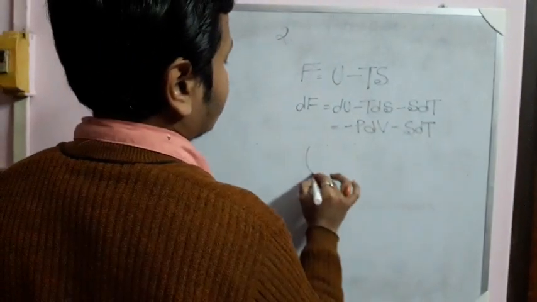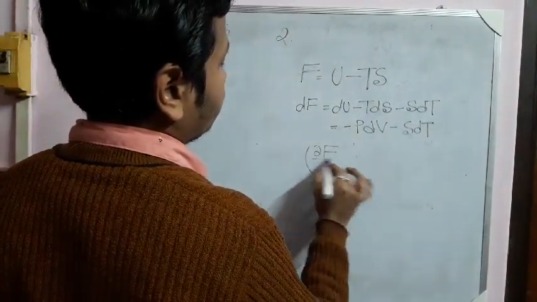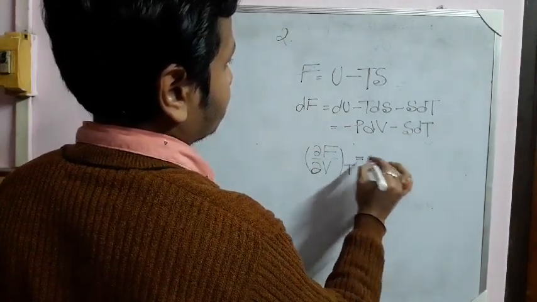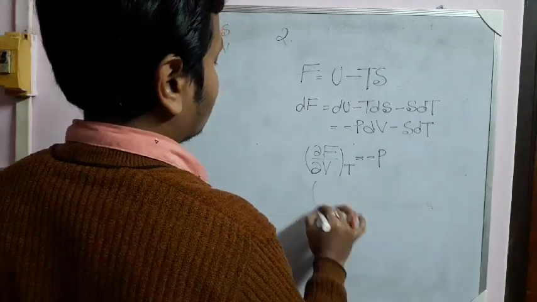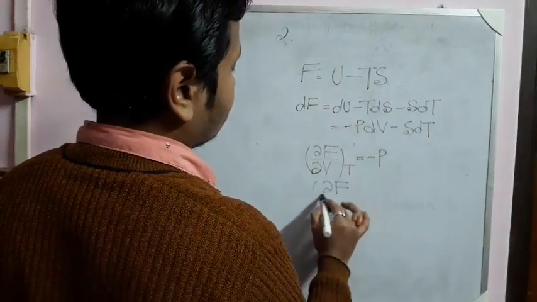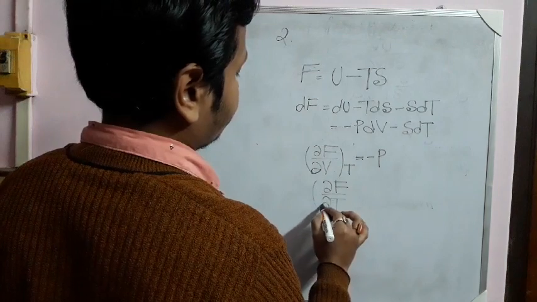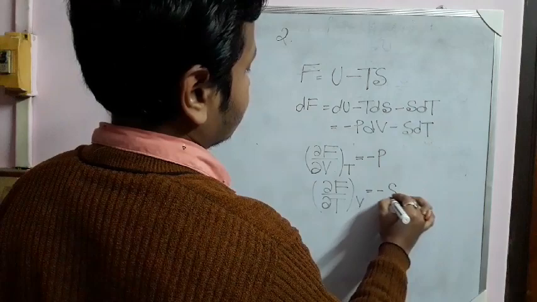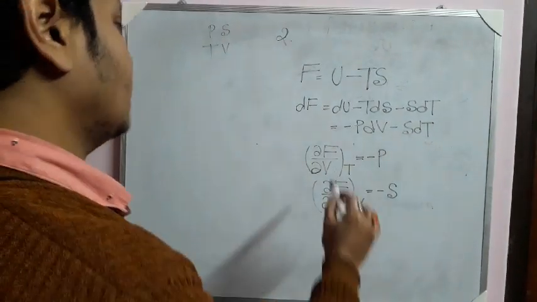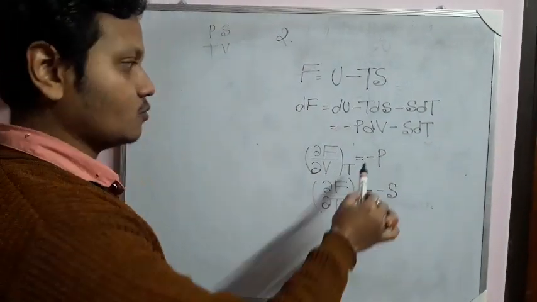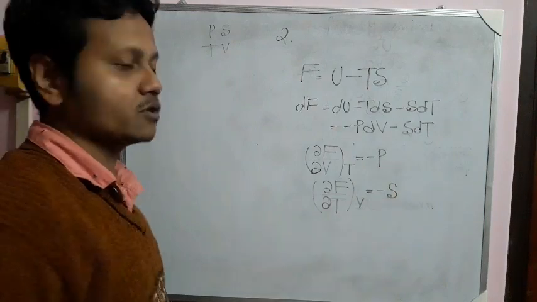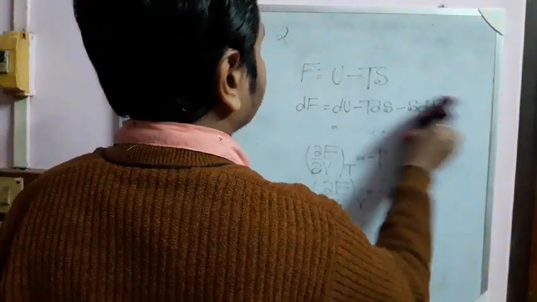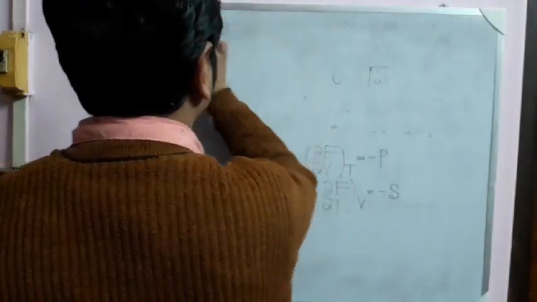Now from this expression we can write: del F del V at constant temperature is equal to minus P, and del F del T at constant volume is simply minus S. That we can write: del F del V at constant T equals minus P, and del F del T at constant V equals minus S.